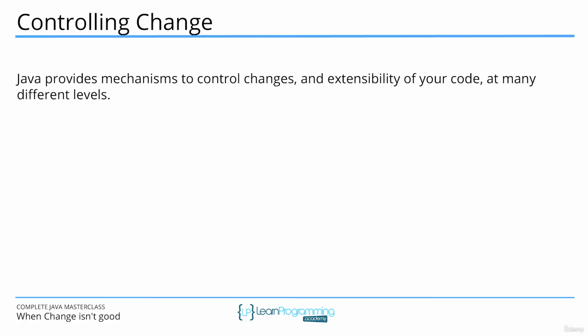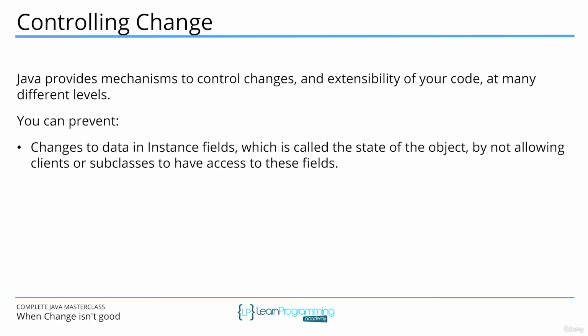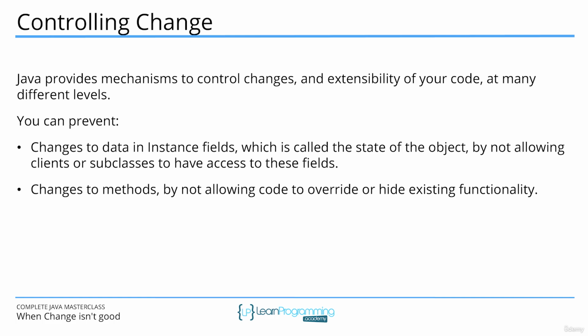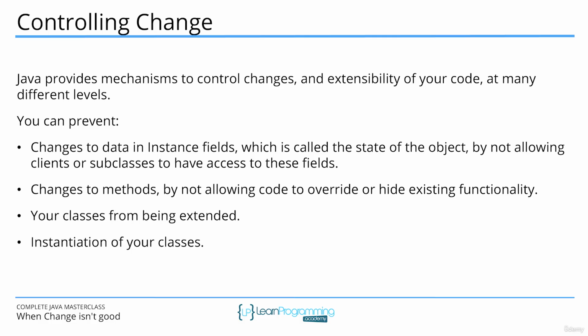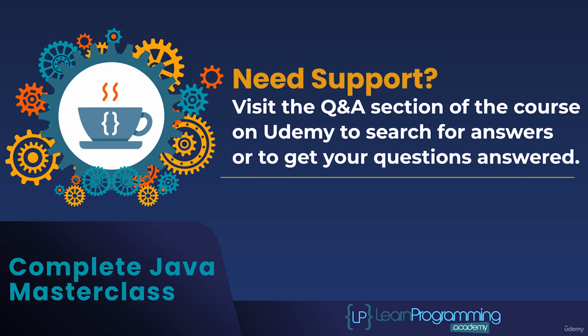Java provides mechanisms to control changes and extensibility of your code at many different levels. You can prevent changes to data in instance fields, which is called the state of the object. By not allowing clients or subclasses to have access to these fields, you can prevent changes to methods by not allowing code to override or hide existing functionality. You can prevent your classes from being extended. You can also prevent instantiation of your classes. I'll be reviewing each of these in turn over the next couple of videos.